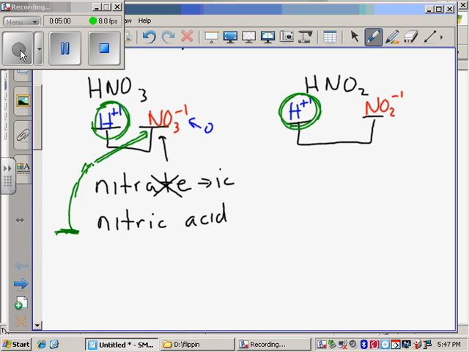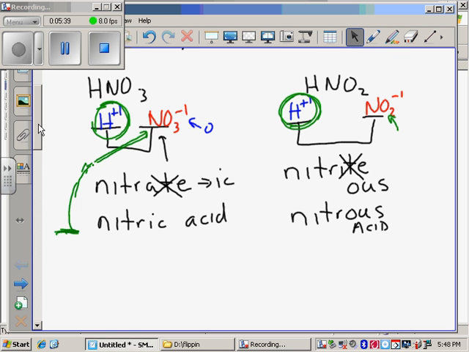I have to use my acid naming system. But since there is oxygen in here, we're going to make sure we don't use the hydro prefix. We use the nitrite name, but the ITE is crossed off, and instead it changes to OUS. So this becomes nitrous acid, NITROUS, nitrous acid.